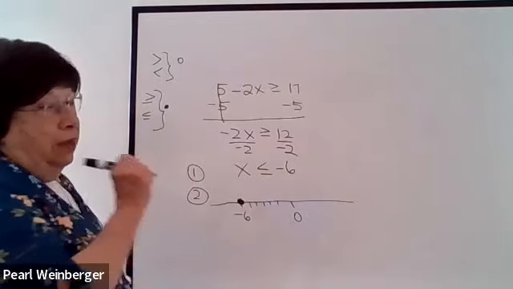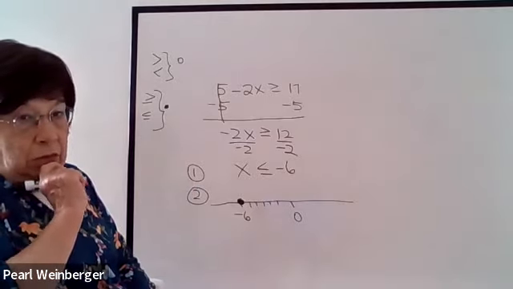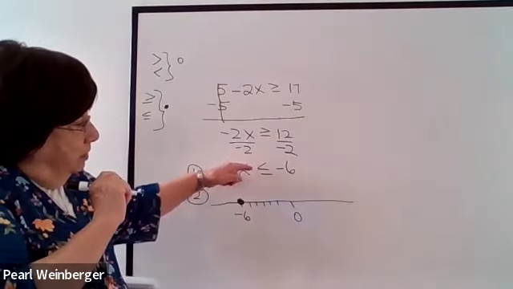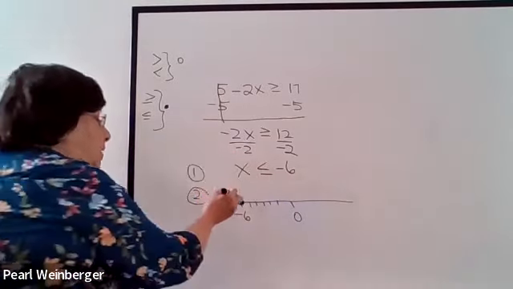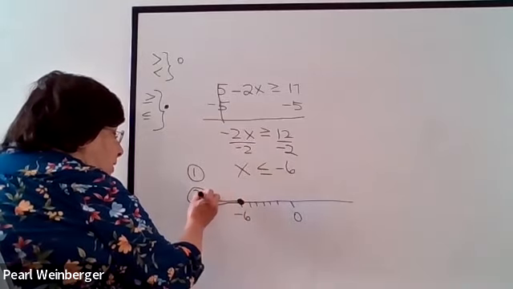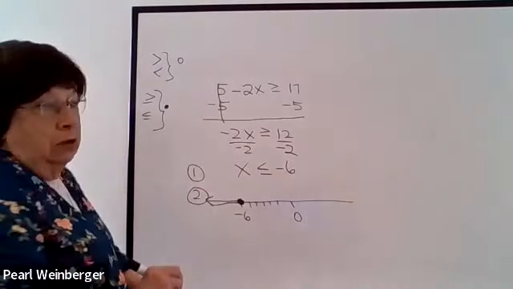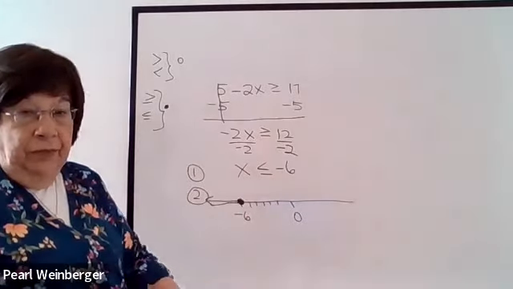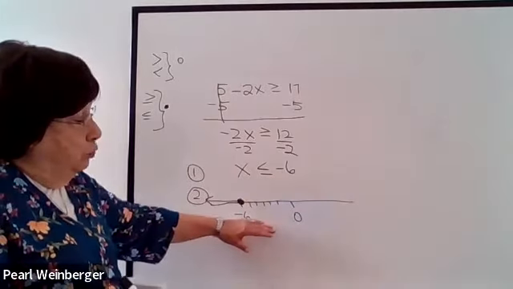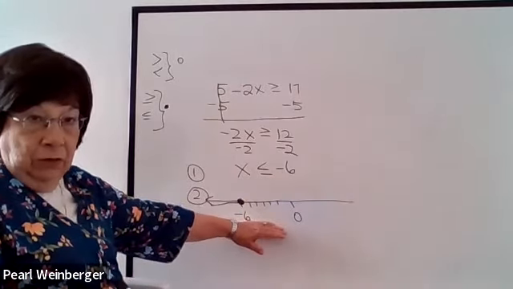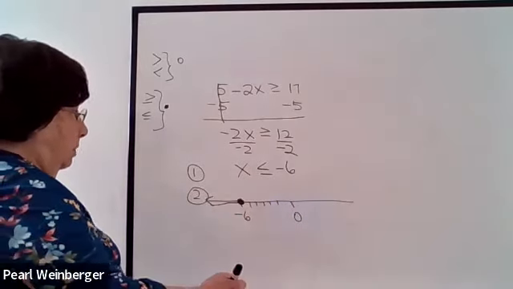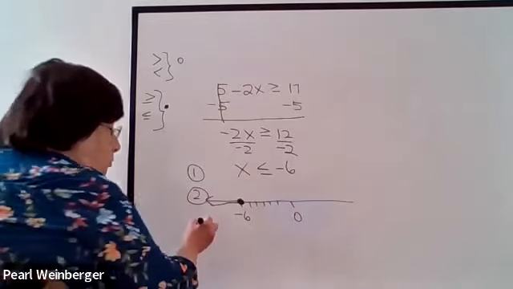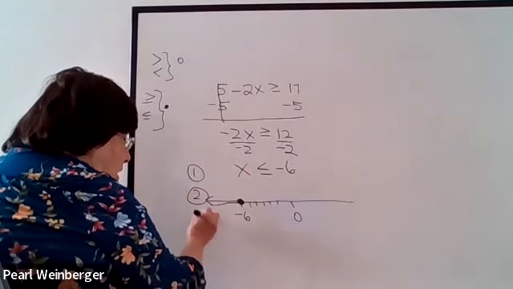Now, which way should my arrow go? I look at the inequality symbol, and it looks like it's pointing to the left. So from here, we have to draw an arrow to the left. And this is what your answer would look like on the number line. So the next thing is, how do we write this in interval notation?